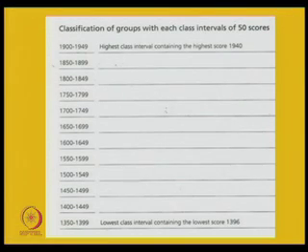So, the minimum we have taken is 1350, and then 50 data, the next another 50, another 50, like this way we are crossing. In the topmost class, 1900 to 1949, the highest value whatever we originally got, 1940, lies in this, and the lowest value, 1396, lies here. So, this is called calculation of groups with each class interval of 50 scores. We have considered these 50 scores arbitrarily.